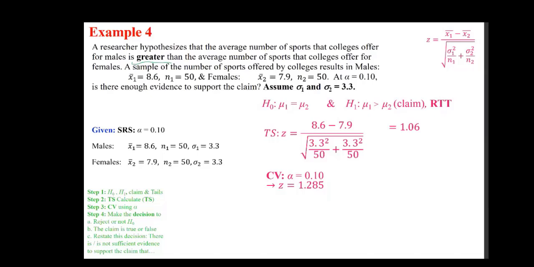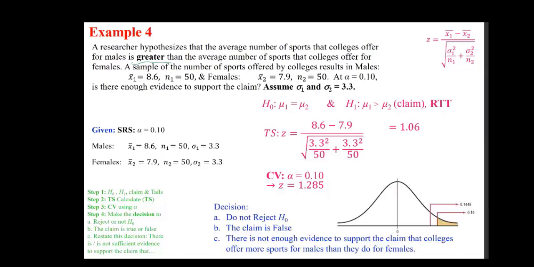And so with that being the case, we make a decision. So take a look at the location. As you can see, the test statistic is way into the non-rejection region. Do not reject H0. So when you don't reject H0, you go back to step 1 and you see what's happening with the claim. The claim becomes false, and there is not enough evidence to support the claim that colleges offer more sports for males than they do for females, according to this data.